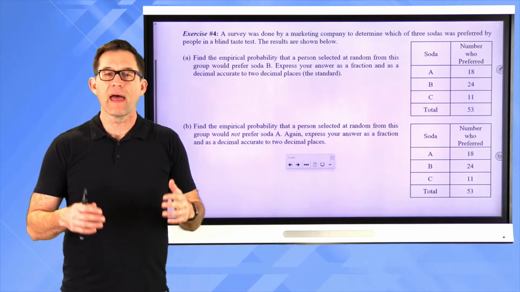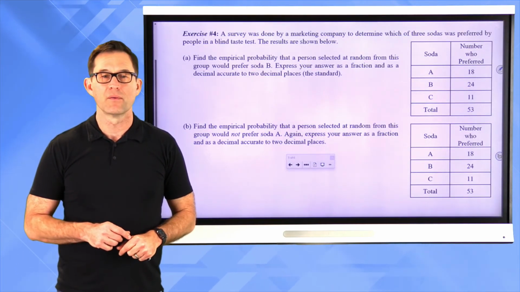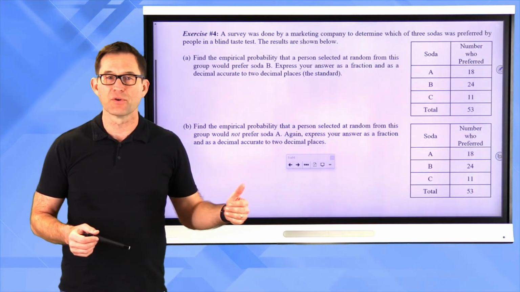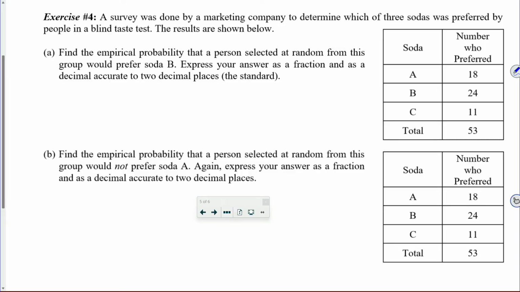And again, this now allows us to quantify the chance that if we picked a person at random, what the probability would be that they would prefer one of these particular 3 sodas. Let's take a look at letter A. Find the empirical probability that a person selected at random from this group would prefer soda B. Express your answer as a fraction and as a decimal accurate to 2 decimal places, which is the standard.